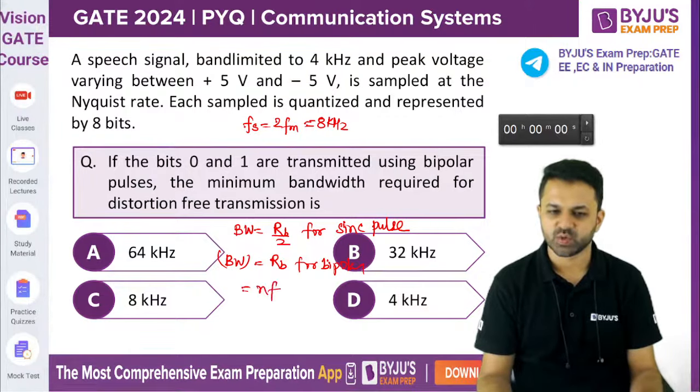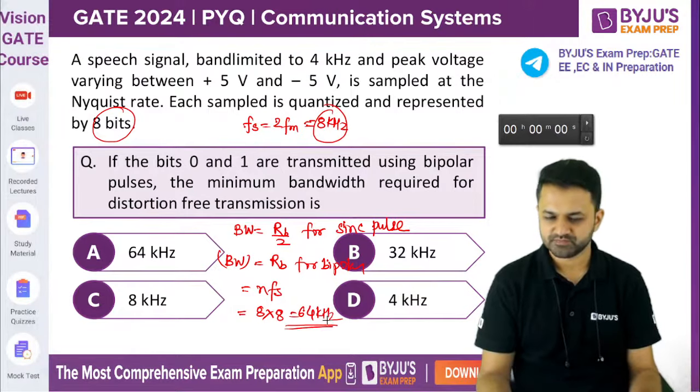Rb is N into Fs. So how many bits are you using? 8 bits you are using. What is the sampling frequency? 8 kilohertz is the sampling frequency. So the answer would be 64 kilohertz.